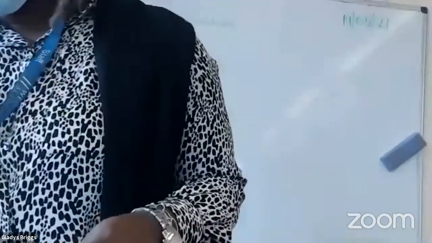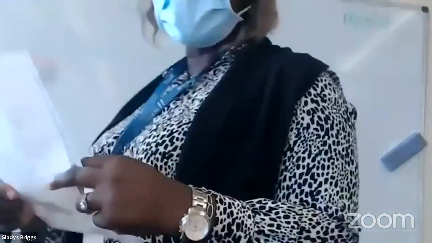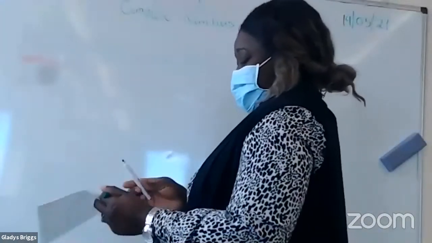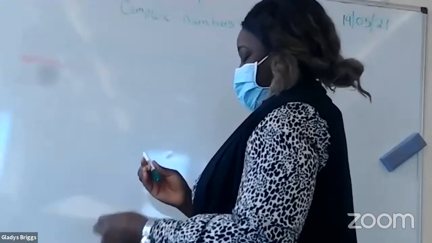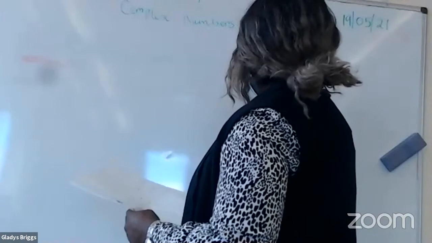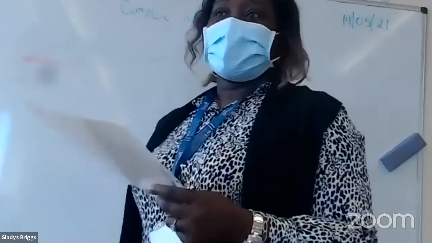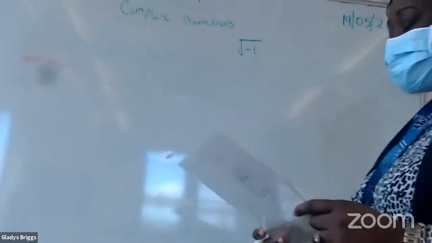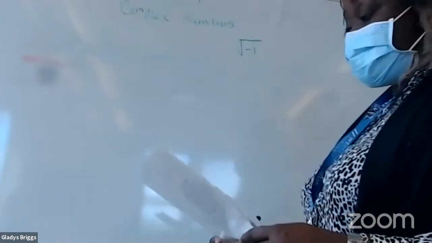If you've tried to find the square root of a negative number, for example, the square root of -1, try that. If you have your calculator, try that. Try to find the square root of -1.